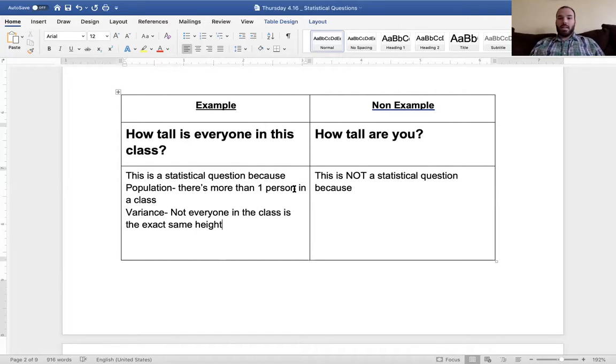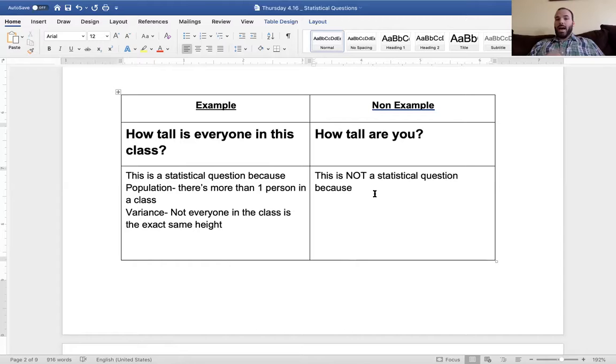I know that Antonia is not the same height as Corval. Both of those two people in Northwestern are different heights. So there is variance. Different people have different heights. That's how I know it's a statistical question. It has population and variance.